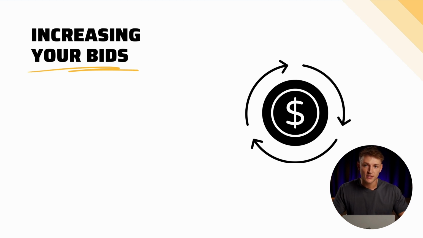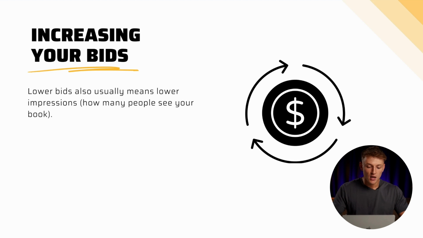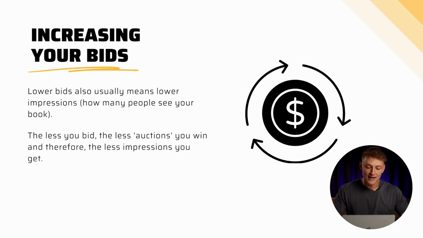So aside from making sure you're maximizing profit from successful campaigns, here is another reason why you should also be increasing your bids on your KDP ads. And that's because lower bids also usually means having lower impressions, i.e. less people seeing your book. So the less you bid, the less auctions you win, and therefore the fewer impressions that you get. You see, a huge misconception that people have is the lower amounts they bid, the more profitable their ad is going to be. That, in fact, could not be further from the truth.